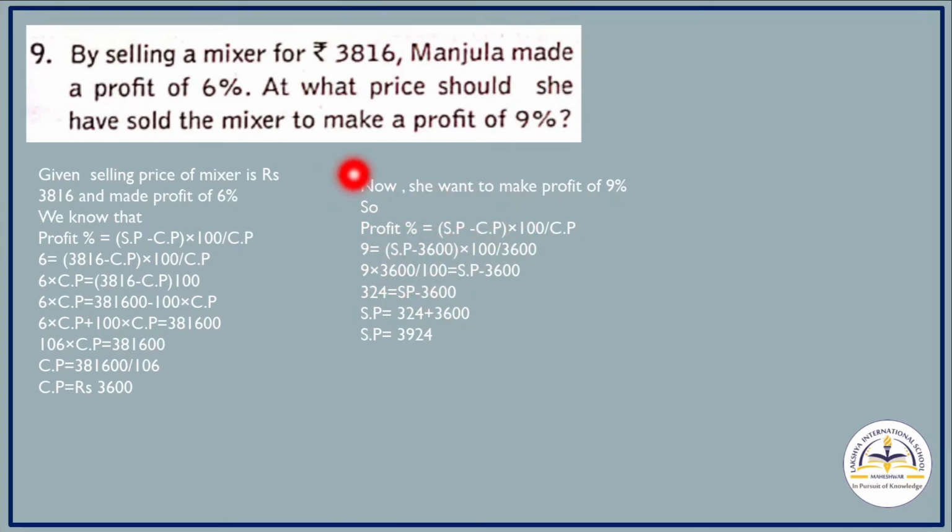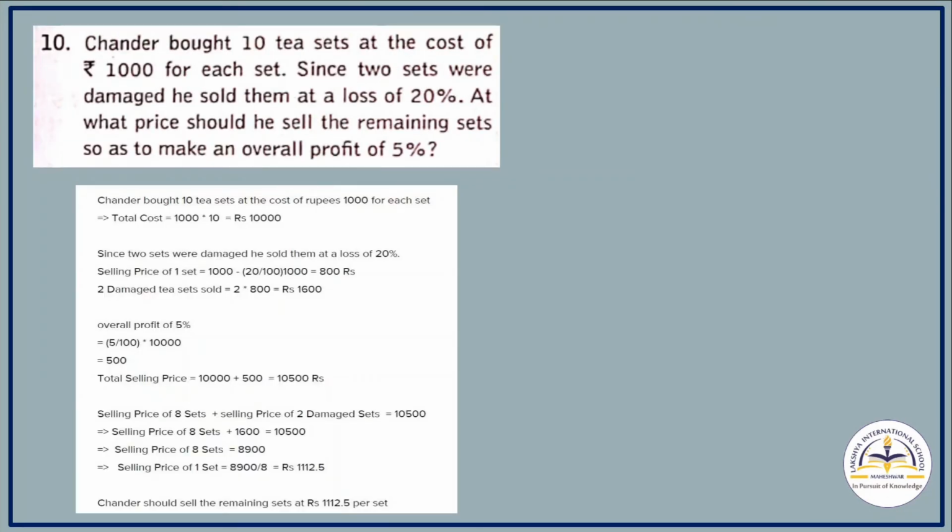and then again we have to use the profit percentage, because she wants to make a profit of 9%. So again we have to apply the same formula, and then we have to find out the selling price. So whatever the answer we got, that will be the final answer. The selling price, that will be 3,924. Now question number 10, Chandet bought 10 tea sets at the cost of rupees 1,000 for each set.